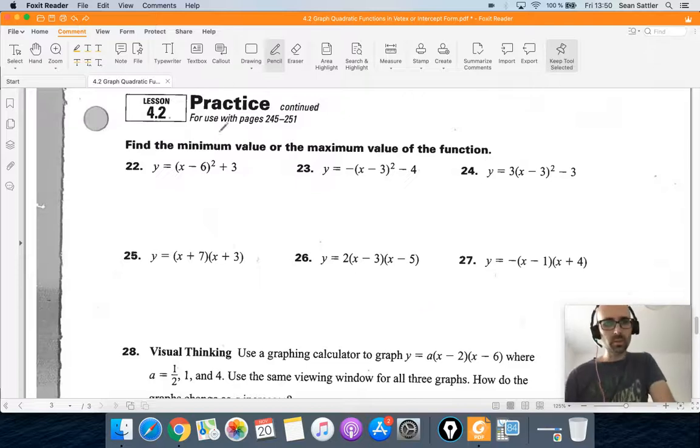So in this last video, I'm going to show you how to find the minimum value or the maximum value of a function. So I'll do a couple of these with you. First, if it's in vertex form like 22, 23, and 24, then all you have to do is identify the coordinates of the vertex, which in this case would be 6 and 3. Okay, so that's the first step.